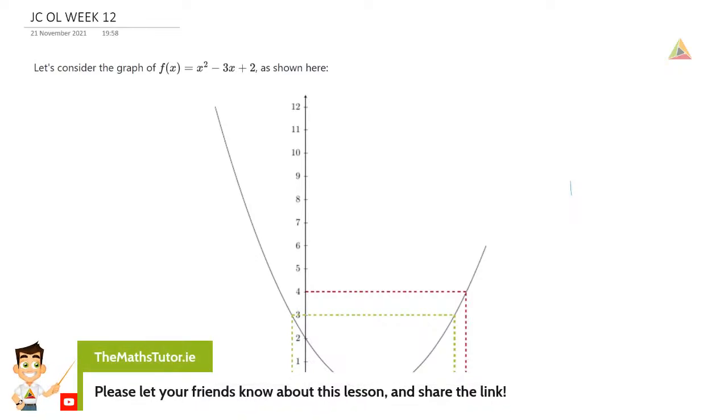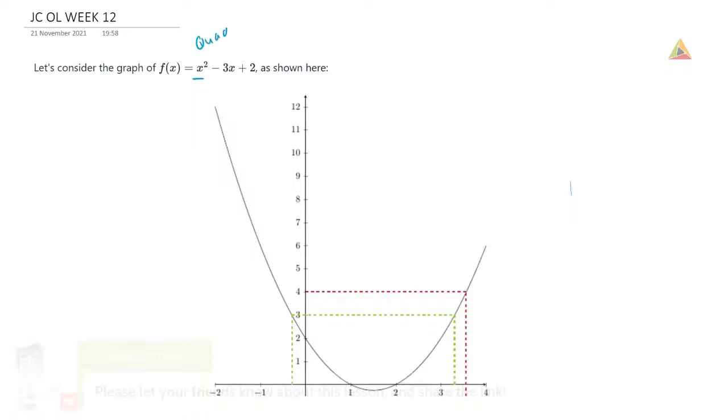Okay, so first of all, let's consider the graph of f of x equals x squared minus 3x plus 2 as shown here. The fact that it has an x squared means that it's going to be a quadratic. So I'm just going to write this above. So it's a quadratic.